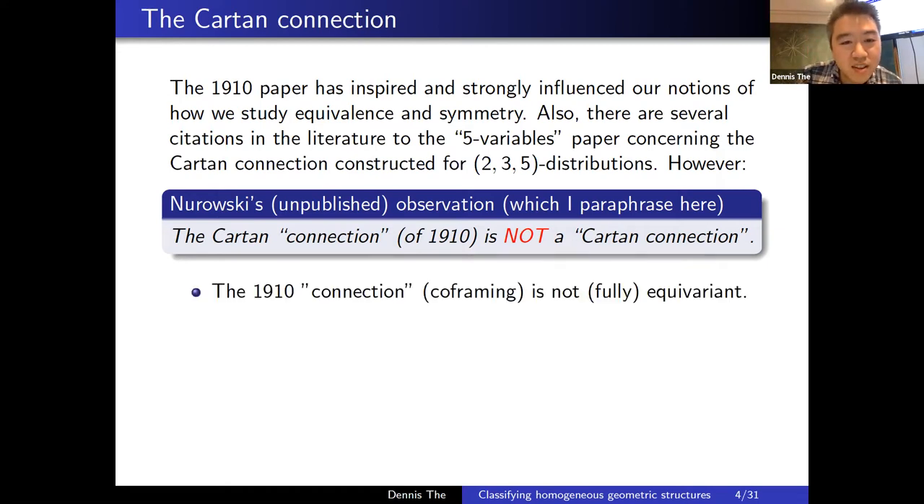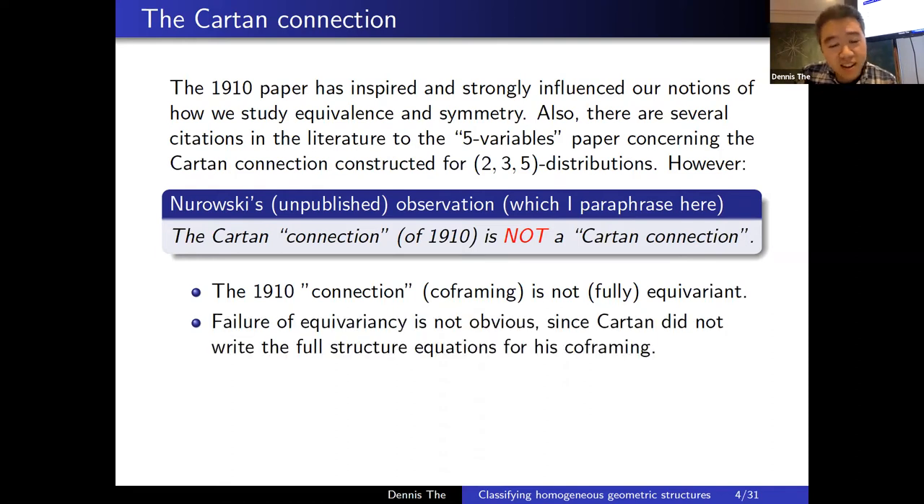So what do I mean here? Well, the connection, that's another name for co-framing. And so the output of his equivalence method produces a canonical co-framing, but it's not fully equivariant. Okay, so it lives on some principal bundle with structure group P, but the connection that he has is not fully equivariant along the fibers.